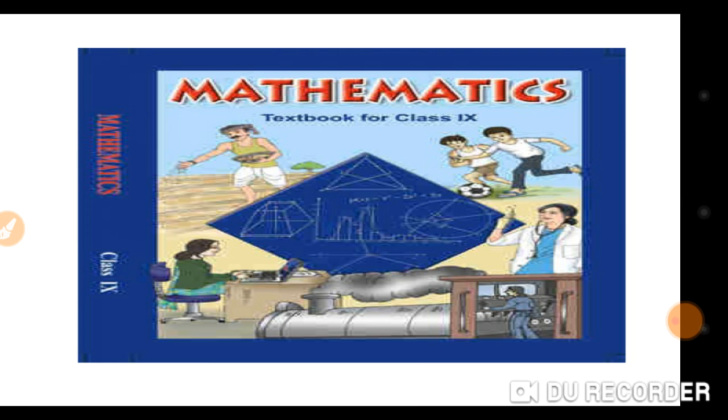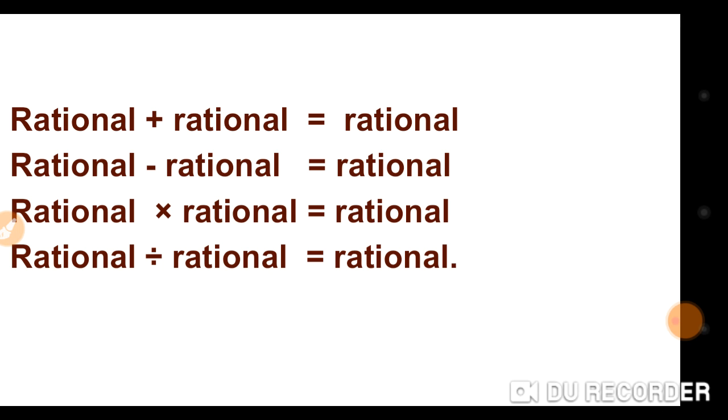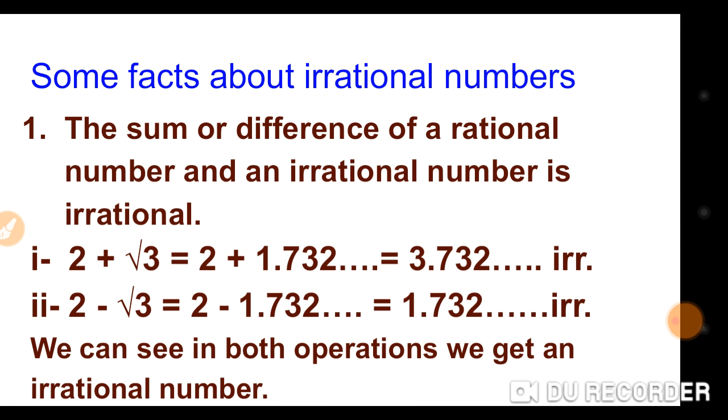So let's start today's topic, that is operation on real numbers. Students, in class 8th you have studied that when we operate two rational numbers with addition, subtraction, multiplication and division, we always get a rational number. But what happens when we operate a rational and an irrational number?